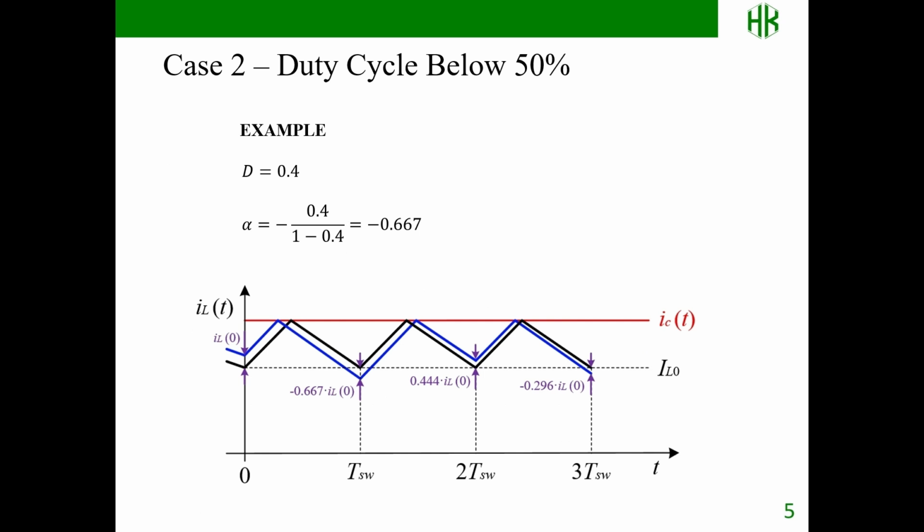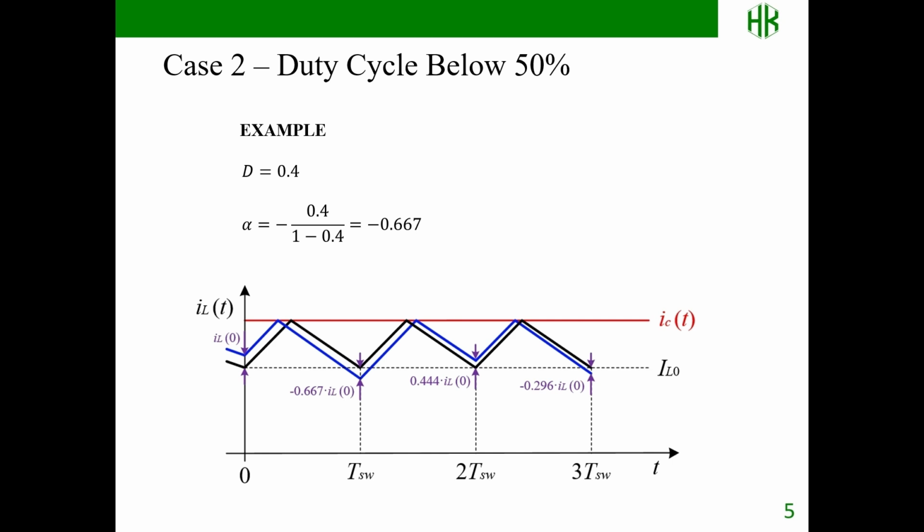Now let's look at the opposite operating point. Suppose the duty cycle is 40%. Using the same expression, we obtain alpha equal to minus 0.667. Again, alpha is negative, so the perturbation still changes sign every switching cycle. But now there is one crucial difference.